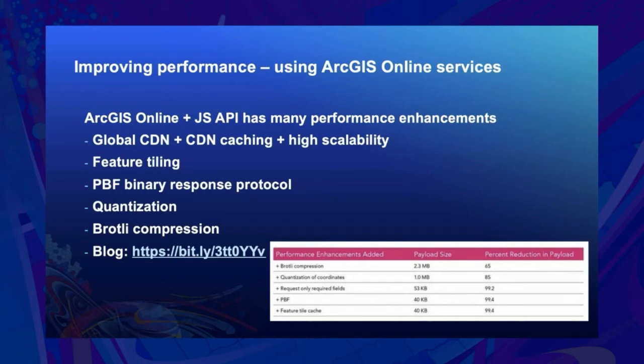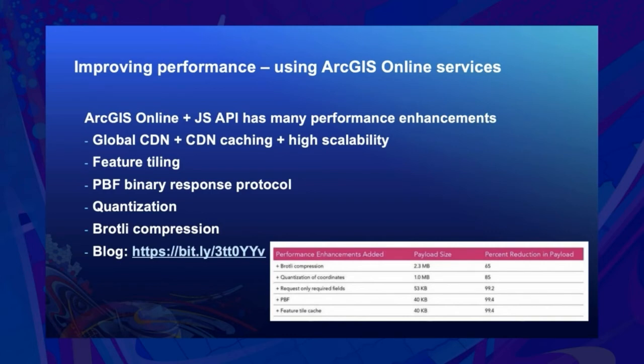So take a look at the table on the bottom right of this slide. As a test, we started out with 6.5 megabytes and 10,000 features within the extent of a map. And as you take all of these things that I just talked about as a whole, that's where you really start to see the performance benefits from them.